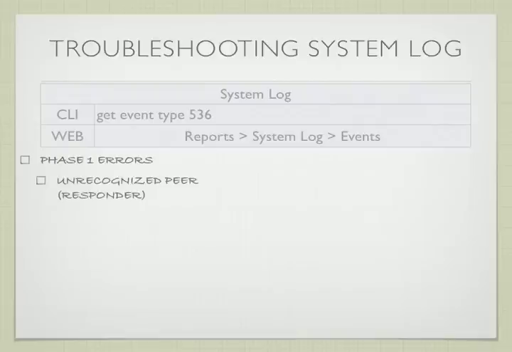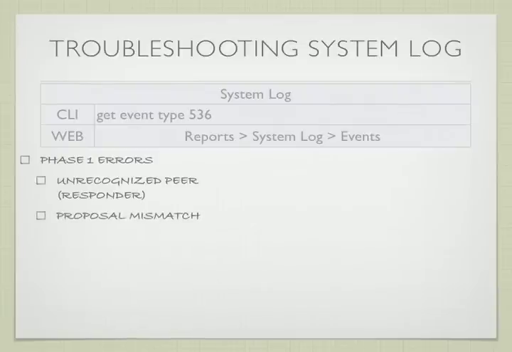Typical phase 1 errors are going to be unrecognized peer. This will be on the responder side. You have a responder and initiator. The initiator is starting the negotiations. The responder is responding to the negotiations. So if the other side is initiating the negotiations and your log says unrecognized peer, that means the IP address or DNS name is not matching what you expect the gateway to be. So this is your IP is misconfigured in your gateway.